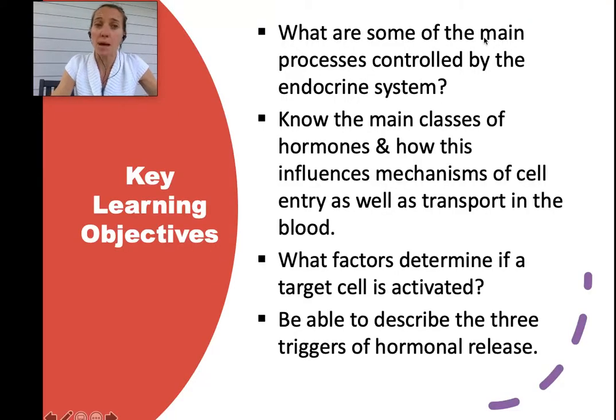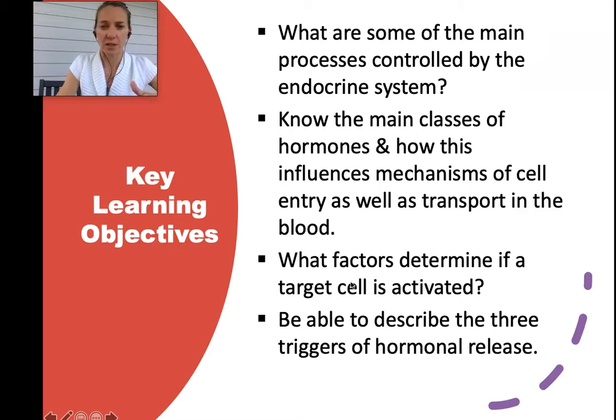So what are some of the main processes that are controlled by the endocrine system? You want to think big picture here. I'd like you to know the main categories of hormones. I'm going to classify them as polar and nonpolar, and I'm going to layer in the amino acid hormones so you can categorize them there, and consider how the nature of the hormone is going to influence not only how that hormone enters the cell, but also how it's going to be transported in the blood.